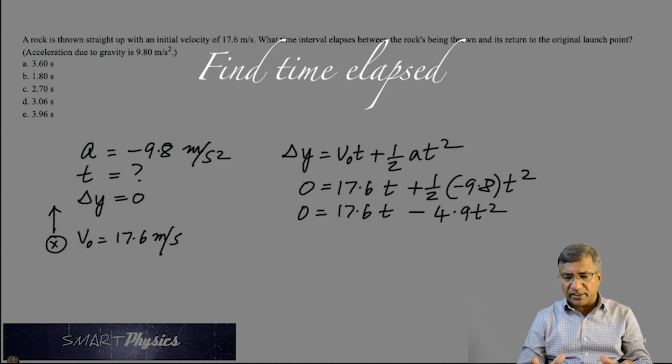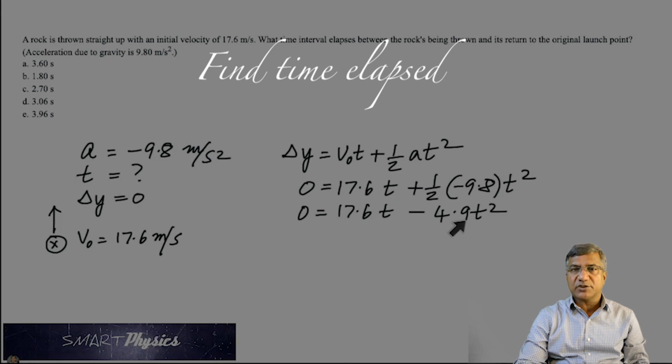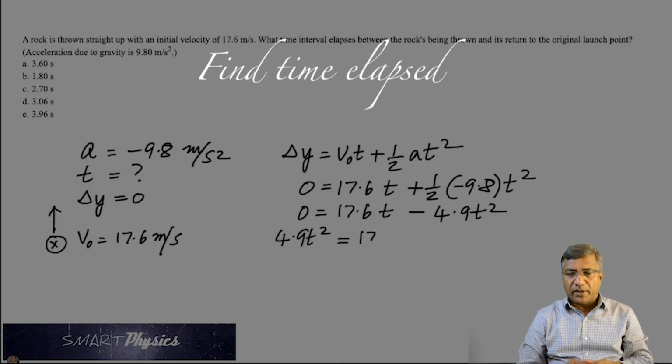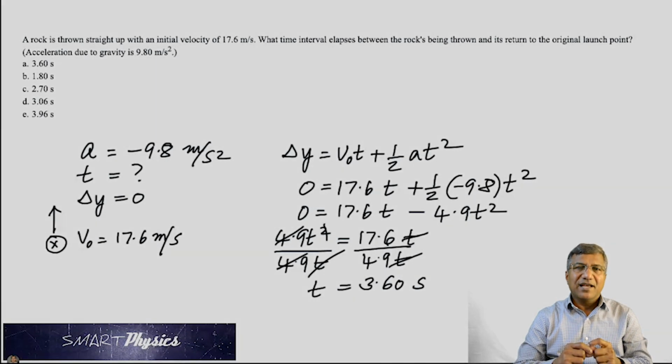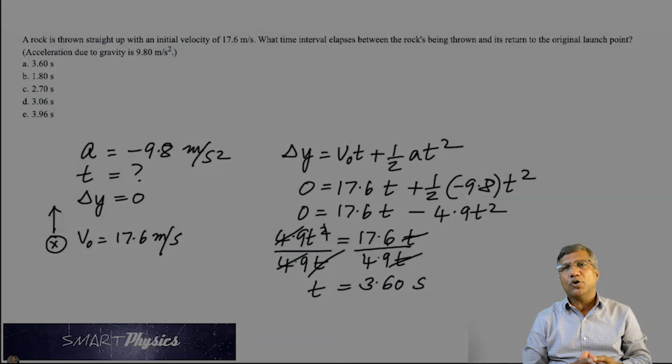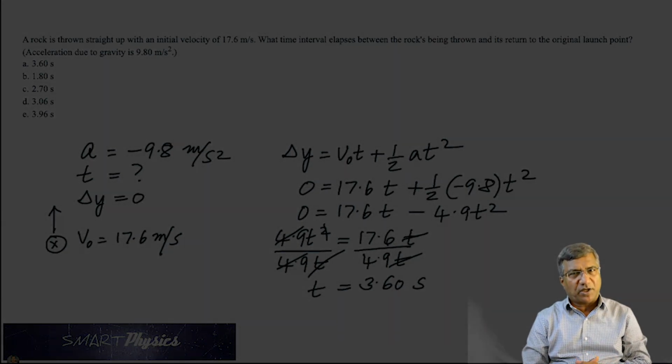So once you get negative 4.9 t squared, next up, you take that negative 4.9 t squared to the left side. Becomes positive 4.9 t squared. And after that, you divide both sides by 4.9t. When you divide both sides by 4.9t, you finally get t is equal to 3.60 seconds.